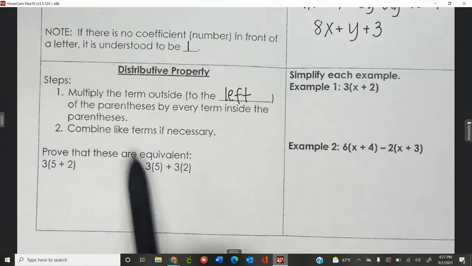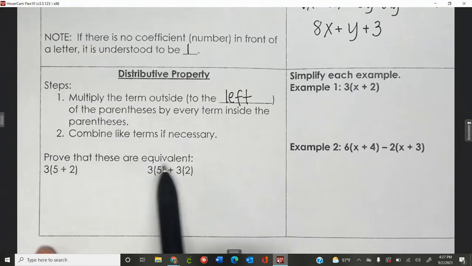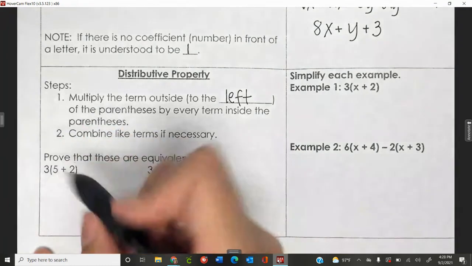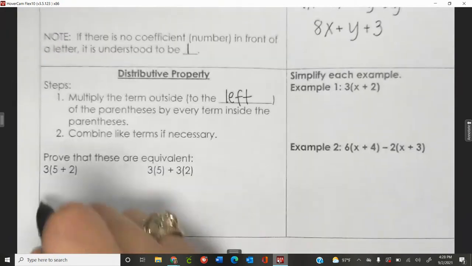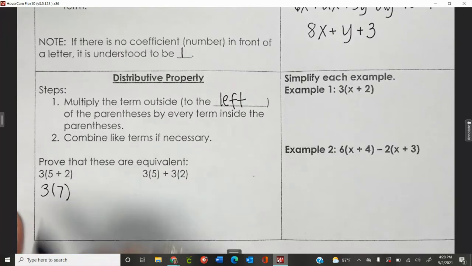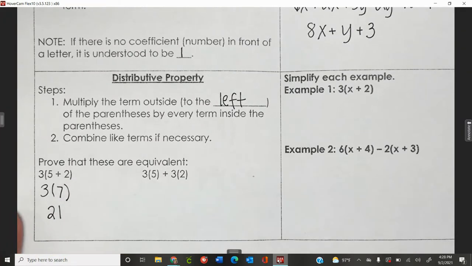So down at the bottom, we want to prove that these 2 terms are equivalent. So here I have 3, and then in parentheses I have 5 plus 2. Well, if you think of PEMDAS, you do everything inside the parentheses first. So this would be 3 times 7, which would equal 21.